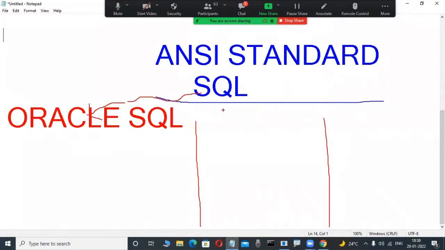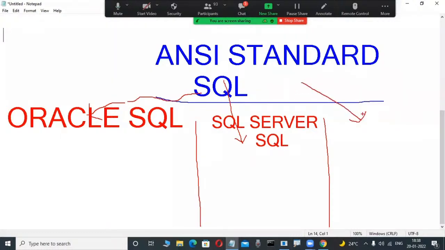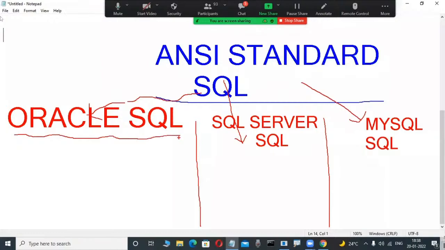That is important; so many of you don't know it. Again, observe: SQL Server, a Microsoft product, created its own SQL from this ANSI standard SQL, called SQL Server SQL. Again, MySQL created its own SQL language from this ANSI standard, called MySQL SQL. That's why in our class we are learning Oracle SQL. How do you differentiate all these SQL languages? Conceptually they are the same.